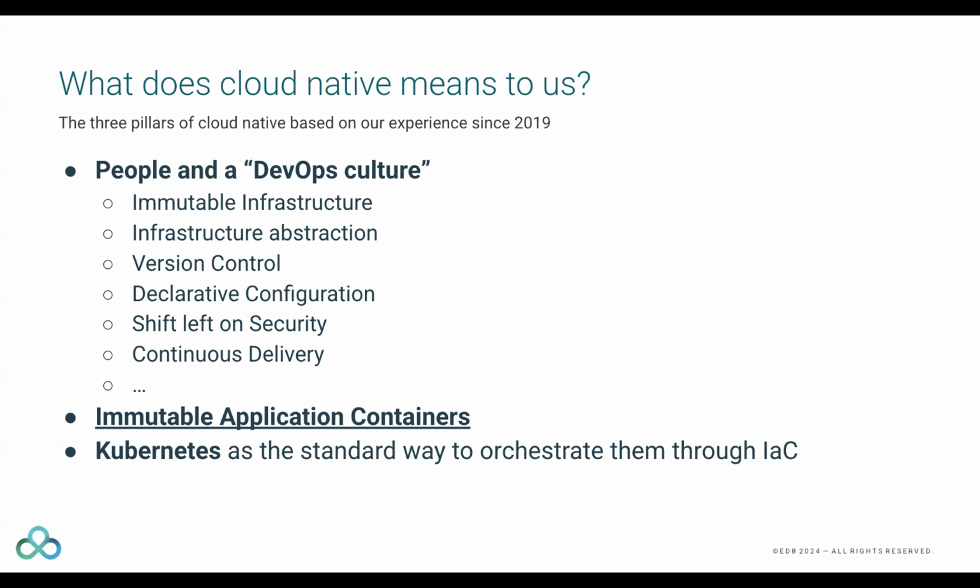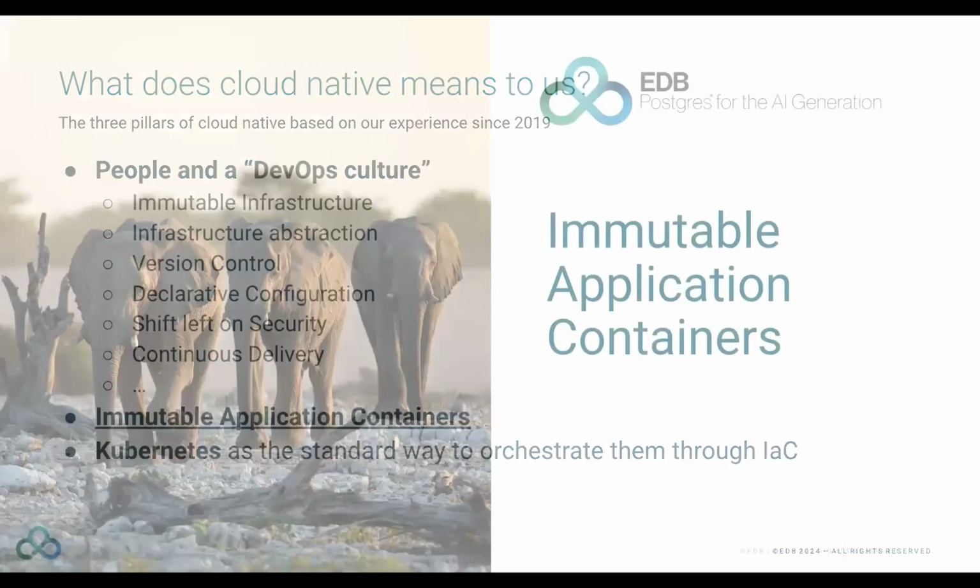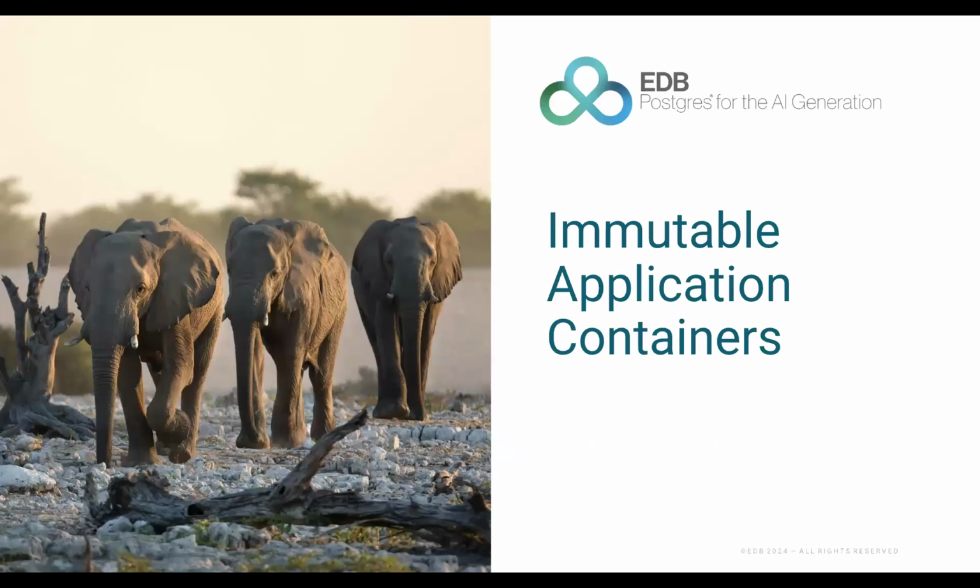Then continuous delivery. Then the second item is immutable application containers, which kind of led to the immutable way of thinking about extensions. And then the third one is that these application containers must be orchestrated via infrastructure as code by an orchestrator, and the standard right now is Kubernetes. So for us, it's these three things, and without any of them, you cannot achieve cloud native.